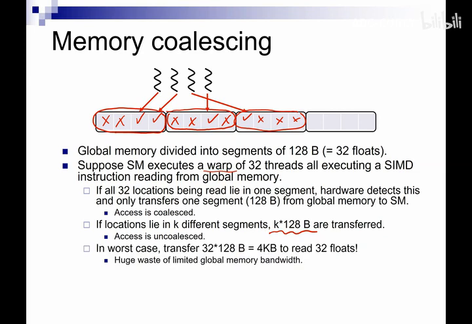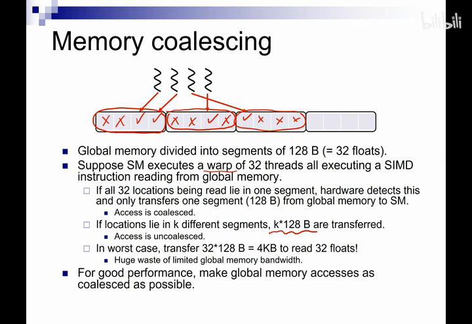Okay, and in fact, in the worst case, since you have 32 threads, they could each be accessing a completely different segment. So in that case, you're going to end up transferring 32 times 128 bytes, which is 4 kilobytes. Just to read 32 floating point values, you're transferring 4 kilobytes from global memory to the SMs. So this is eating up a huge chunk of your global memory bandwidth. We have very limited global memory bandwidth, and now we're wasting it in a big way.